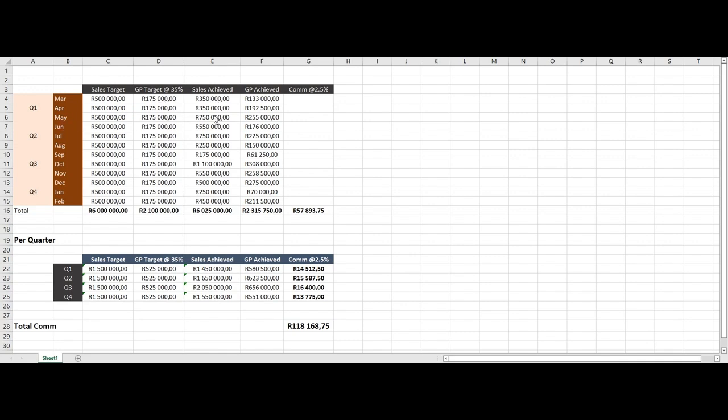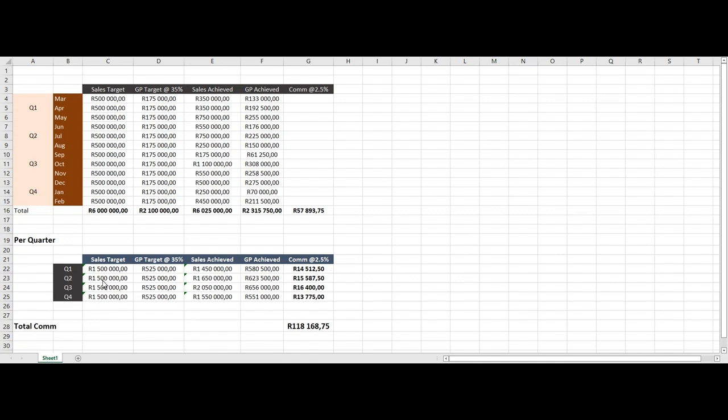This is the sales figures achieved, but this is the actual GP that we calculated from the time the product came in, with all the costs accounted for, installation, delivery, and delivered and invoiced to customers. This is the invoice GP at the end of every month. If you look at the first quarter from March to May, the sales target for that quarter was 1.5 mil, the GP target was 525,000, the sales achieved was 1.4, which was under the sales target, but the GP achieved was 580, which is more than the GP target. This person qualified for commission at 2.5%, and the commission payout in the next month will be 14,512 rand before tax, obviously, and this is paid with their salary.